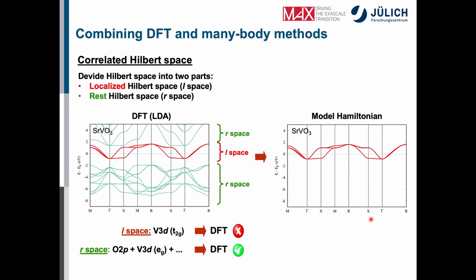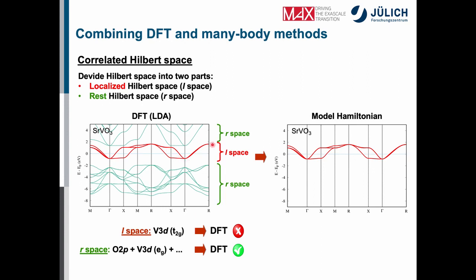Let's have a look at an example for the partitioning of the Hilbert space. This is strontium vanadate, which has the nice feature that the t2g bands form an isolated set of bands around the Fermi energy. That is, they do not overlap with any other band. It appears quite natural to take the t2g orbitals to define the correlated subspace.